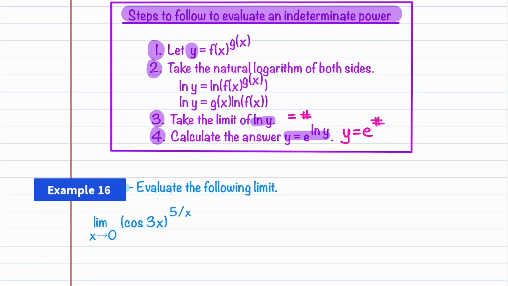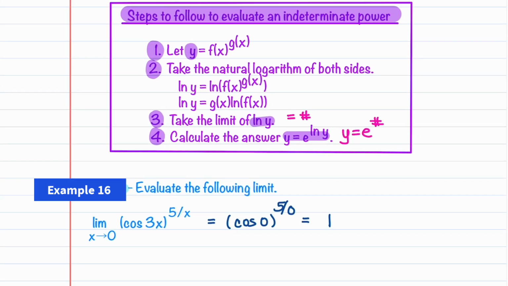In our example, we are going to take the limit of cosine of 3x raised to the 5 over x as x goes to 0. We're going to start by substituting in that x is equal to 0. So this is cosine of 0 to the 5 divided by 0. Cosine of 0 is 1, so this is 1 raised to the 5 over 0.